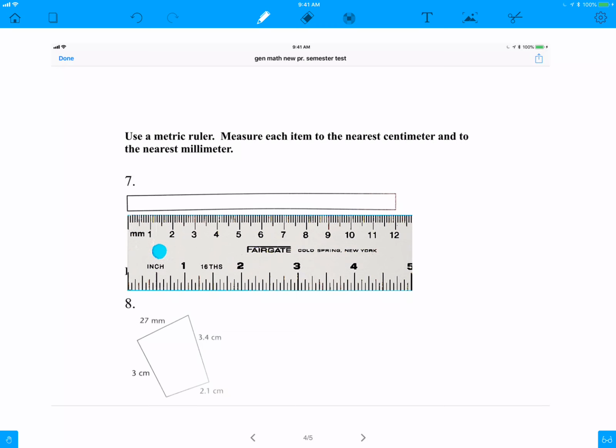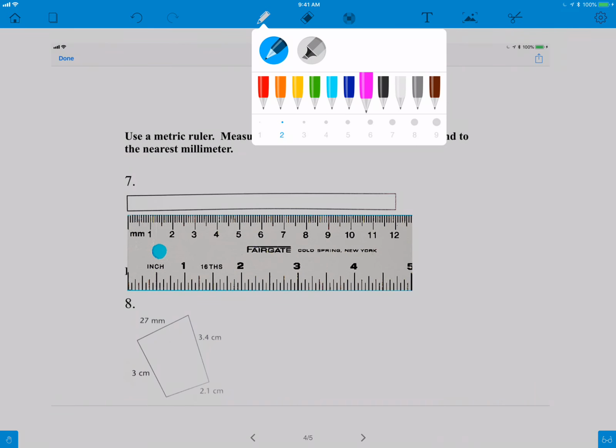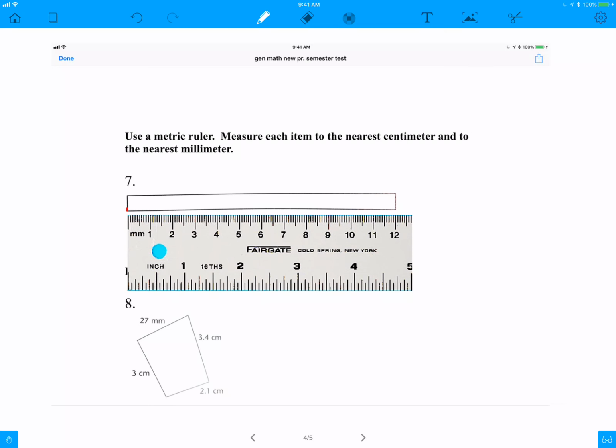So if you're lining this up, again, the trick is I want you to line up 0. So 0 is lined up correctly. Now, again, your numbers are different than mine because this is not drawn to scale. But you're going to line up your ruler with the metric system. It should say centimeters at the top. Don't use the inches side. And then count up until you get to your final mark.